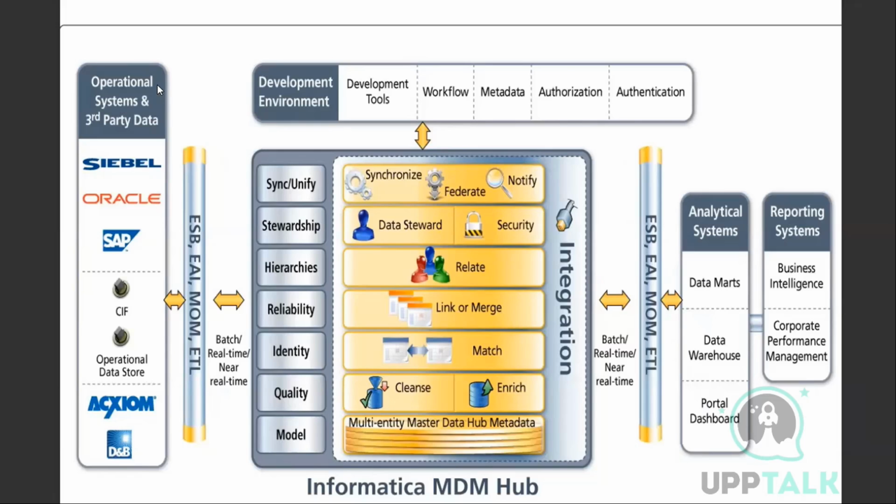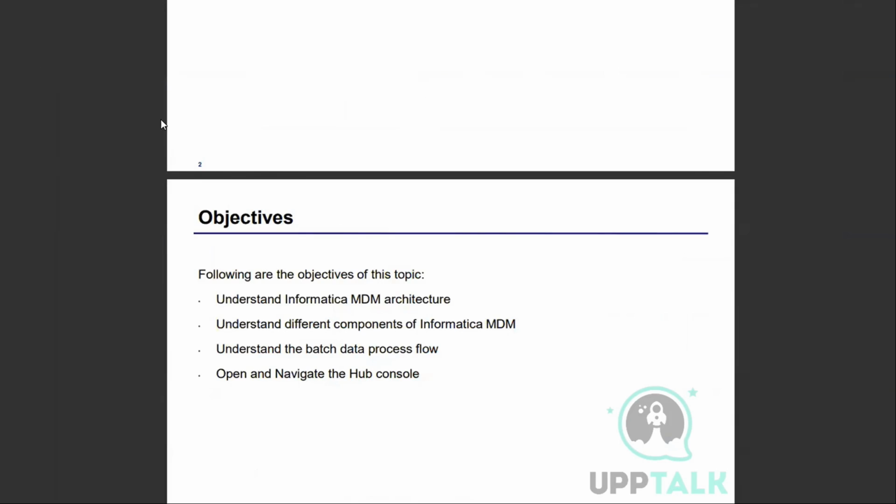How can we do real time? Real time is always done using APIs, the API calls. So the architecture which Informatica has created itself is basically a system integrated framework which it utilizes. So let's see all those things.